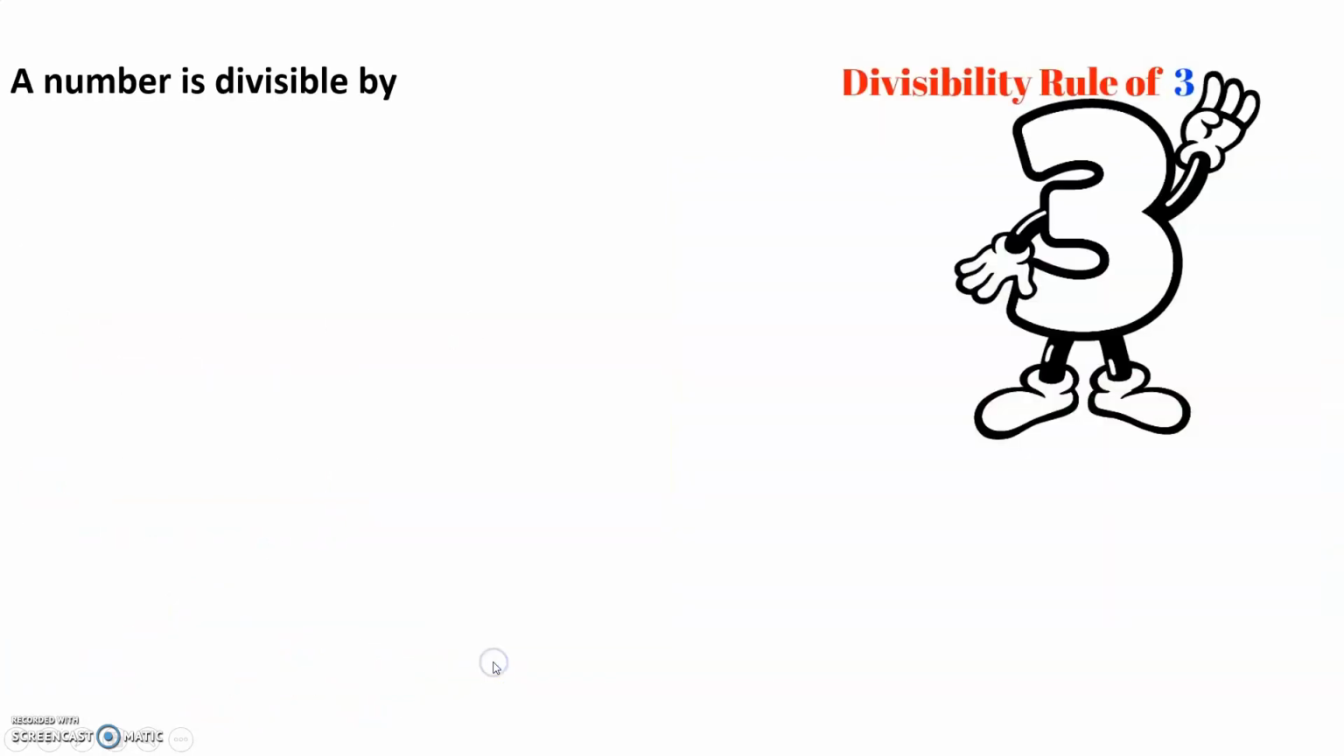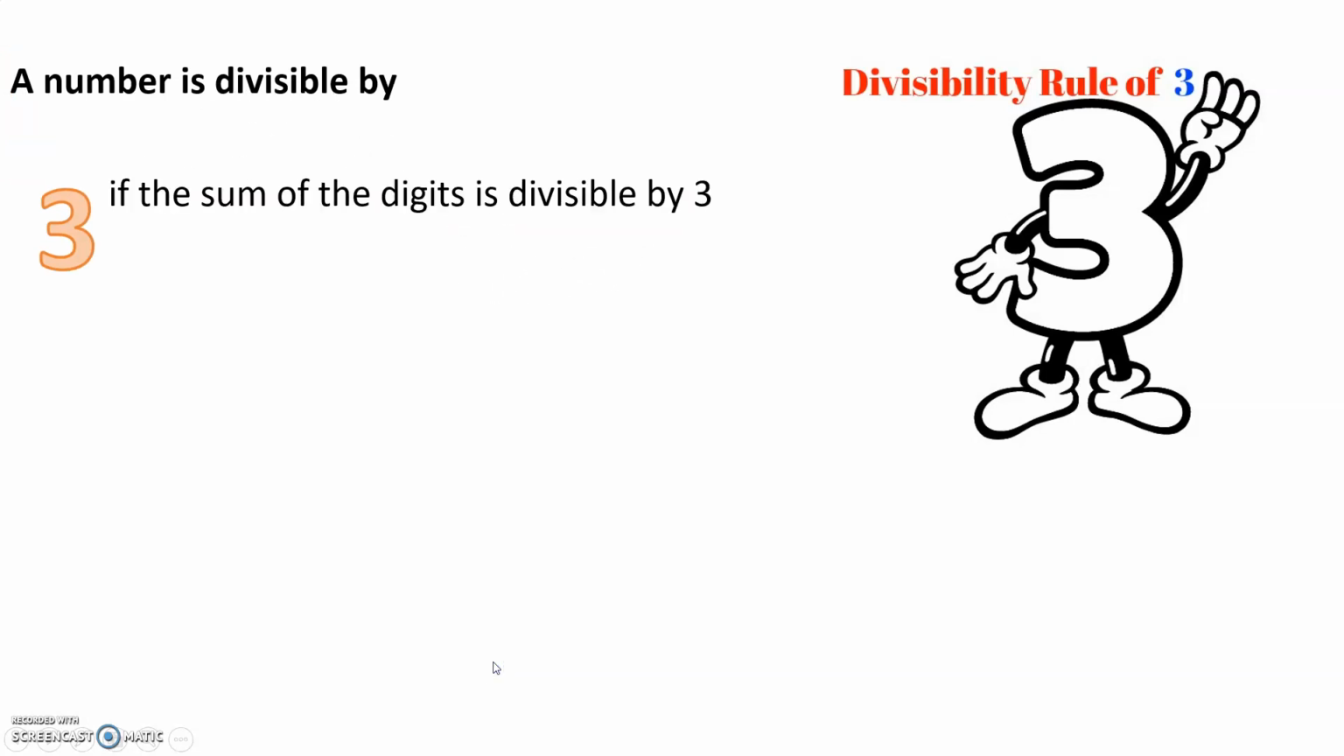Let's move on. A number is divisible by 3 if the sum of its digits is divisible by 3. Example, I have taken 84. So I'll add 8 plus 4, which gives you 12. Now this 12 comes in the table of 3. 3 fours are 12. So 84 is divisible by 3.